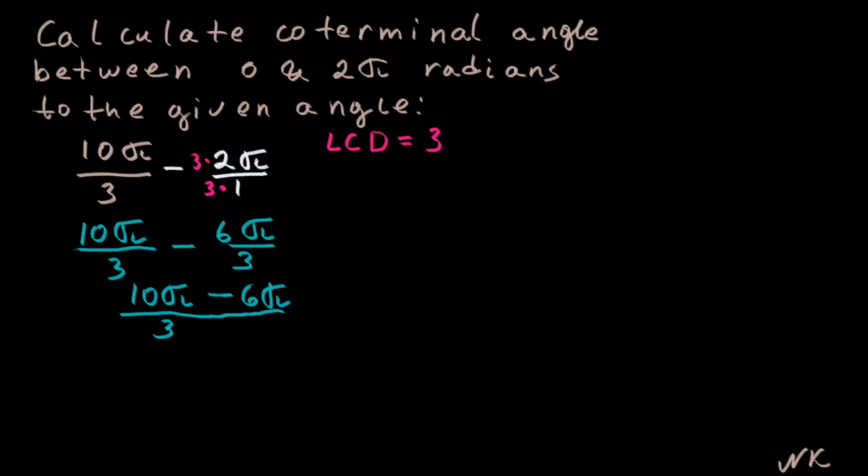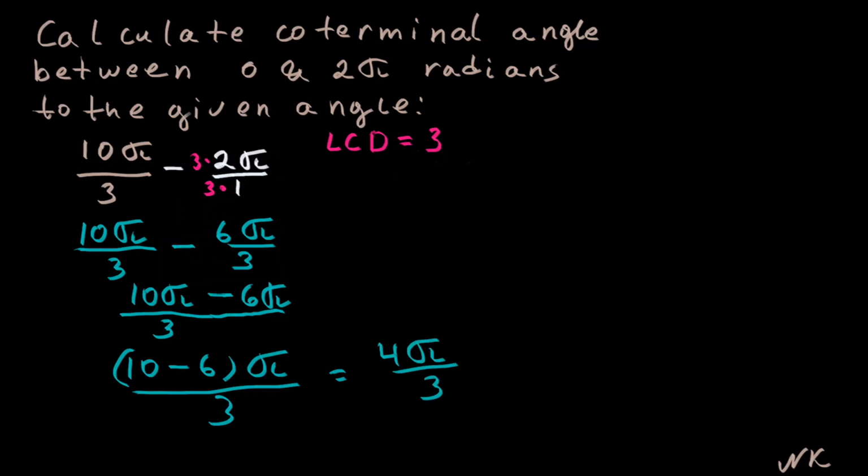Now we can combine like terms, and we have 10 and negative 6 of pi, and this is out of 3. 10 minus 6 gives us 4 pi out of 3. 4 pi out of 3 is less than 2 pi, so this is our solution.